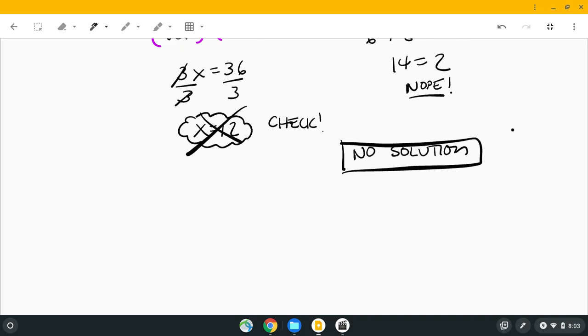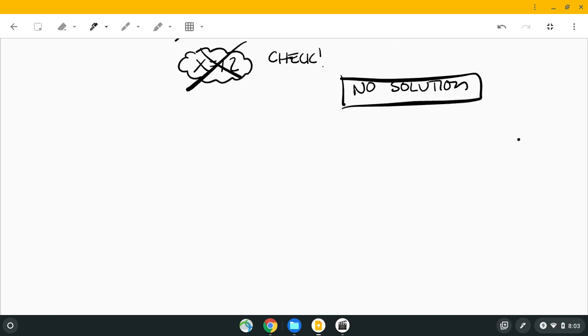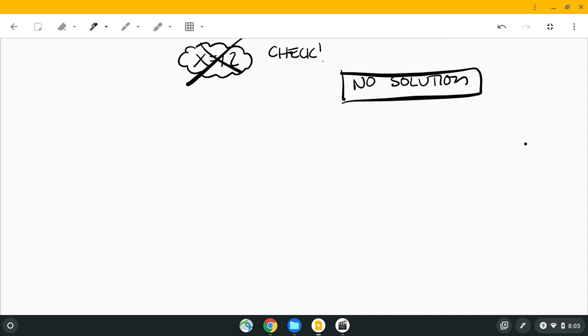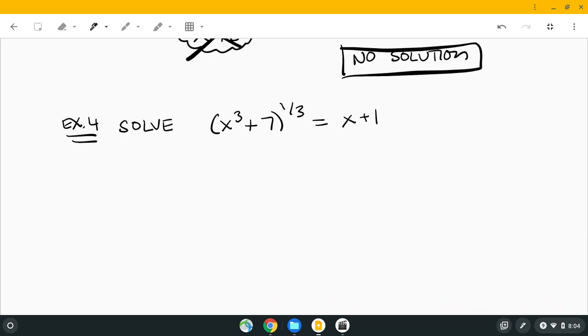Okay. Let's take a look at cube root. So let's take a look at this one. Solve: x cubed plus 7 to the 1/3 power equals x plus 1.